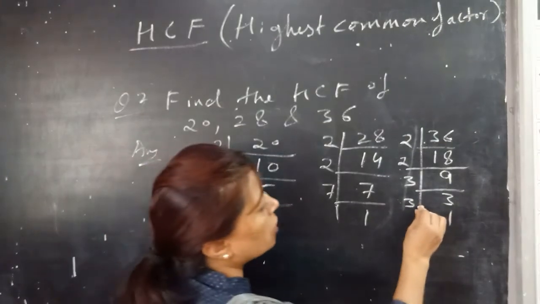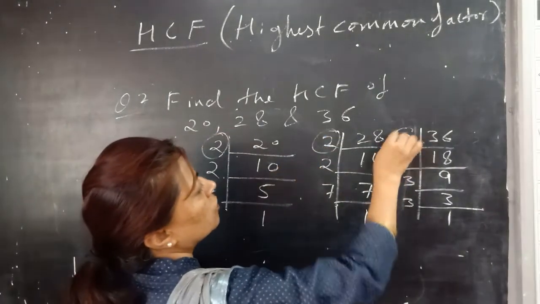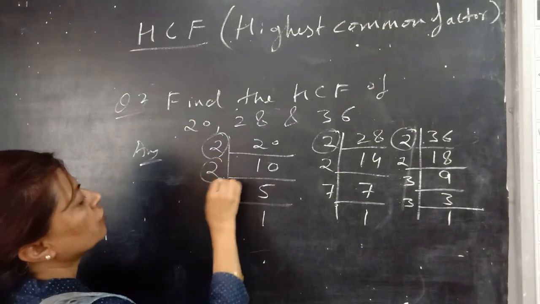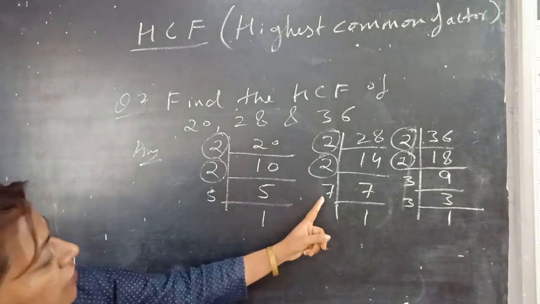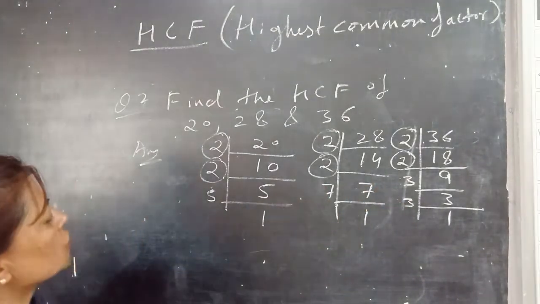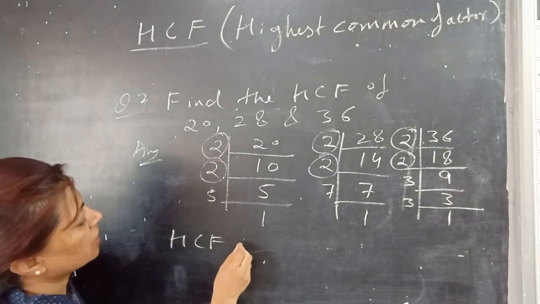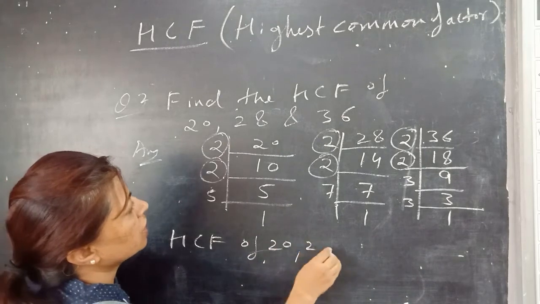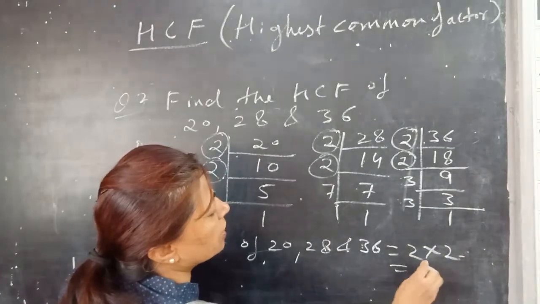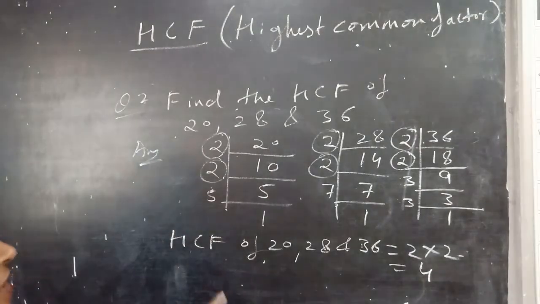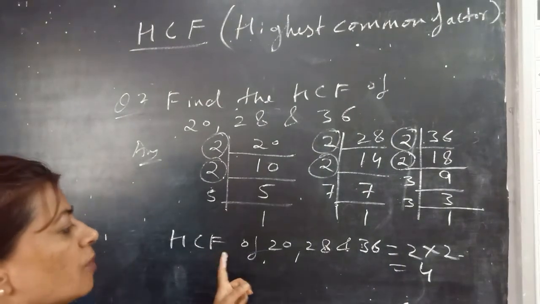Now identify all the common factors: 2, 2 and 2. One more 2 we are finding, 2, 2 and 2. Here we have 5, but we don't have 5 in the others. So out of these encircled numbers, we can say HCF of 20, 28 and 36 is equal to 2 multiplied by 2, that is 4. So here, student, we can say the HCF of these three numbers is 4. 4 is the highest common factor.